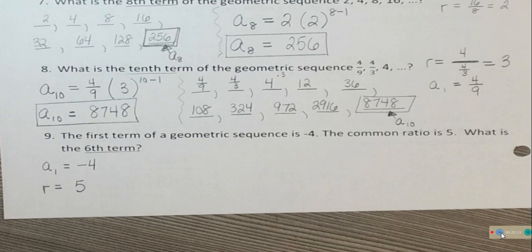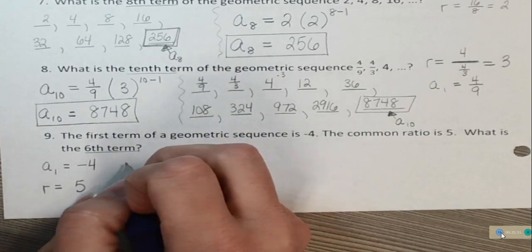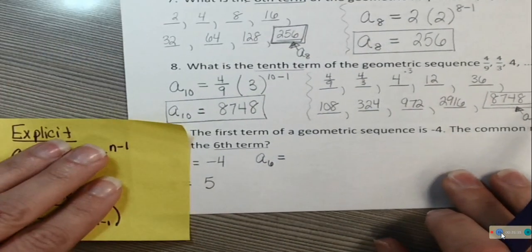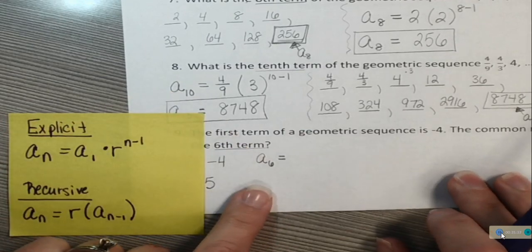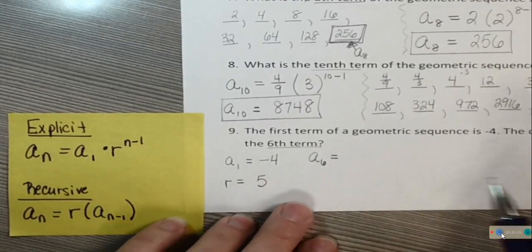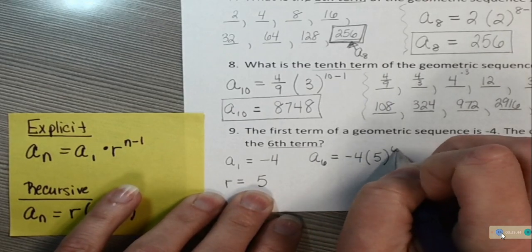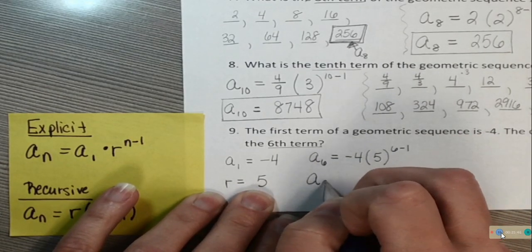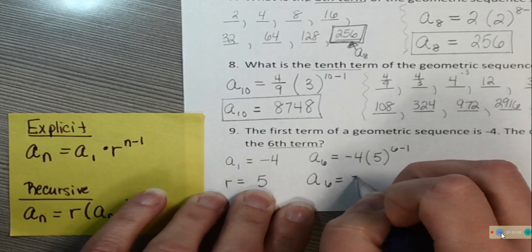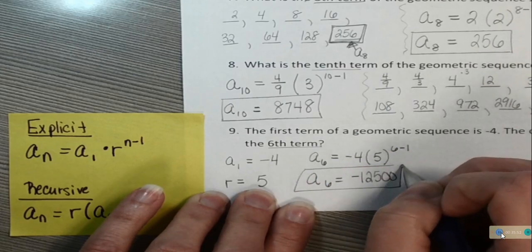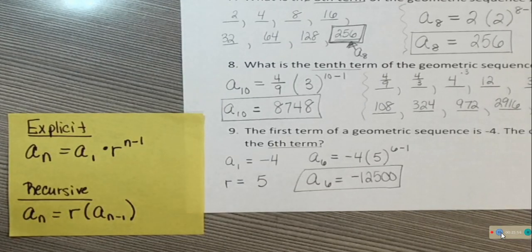You can do this recursively or explicitly. Explicitly, I want my sixth term. So I say A sub 6 equals, let me find that explicit formula so I don't have to think so hard. Give me my paper. All right, A1 is -4 times R is 5 to the 6 minus 1. So when I take that and type that in, I get -12500. That's why Miss Slusher likes explicit. I just do that one thing, I type it in, and I've got it.